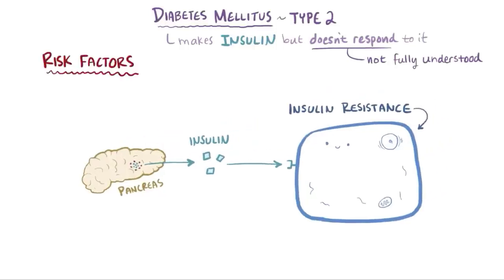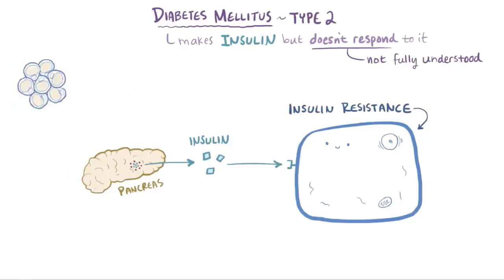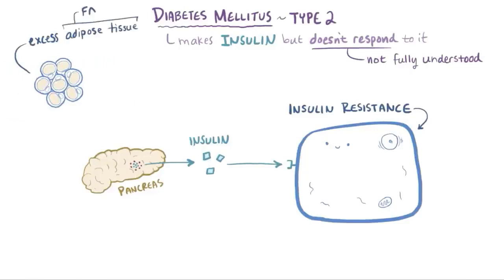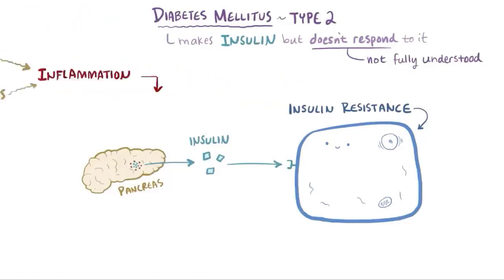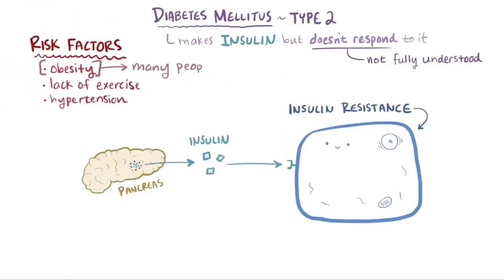Some risk factors for insulin resistance are obesity, lack of exercise, and hypertension, and the exact mechanisms are still being explored. For example, an excess of adipose tissue, or fat, is thought to cause the release of free fatty acids and so-called adipokines, which are signaling molecules that can cause inflammation, which seems related to insulin resistance. However, many people that are obese are not diabetic, so genetic factors probably play a major role as well.